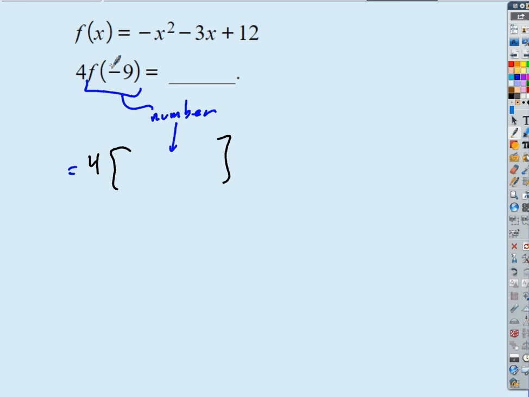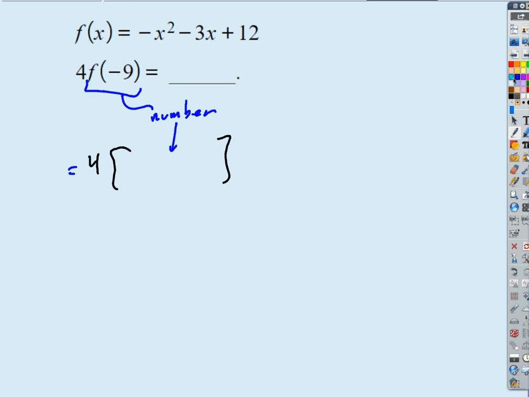Okay. So everybody see here that if you think you can distribute the 4, you're making the mistake of thinking that this is like f times negative 9. It's not. This is this whole thing, f of negative 9. That's one thing, one number. f of negative 9 is what I get when I plug negative 9 in up here. We can figure out what it is.